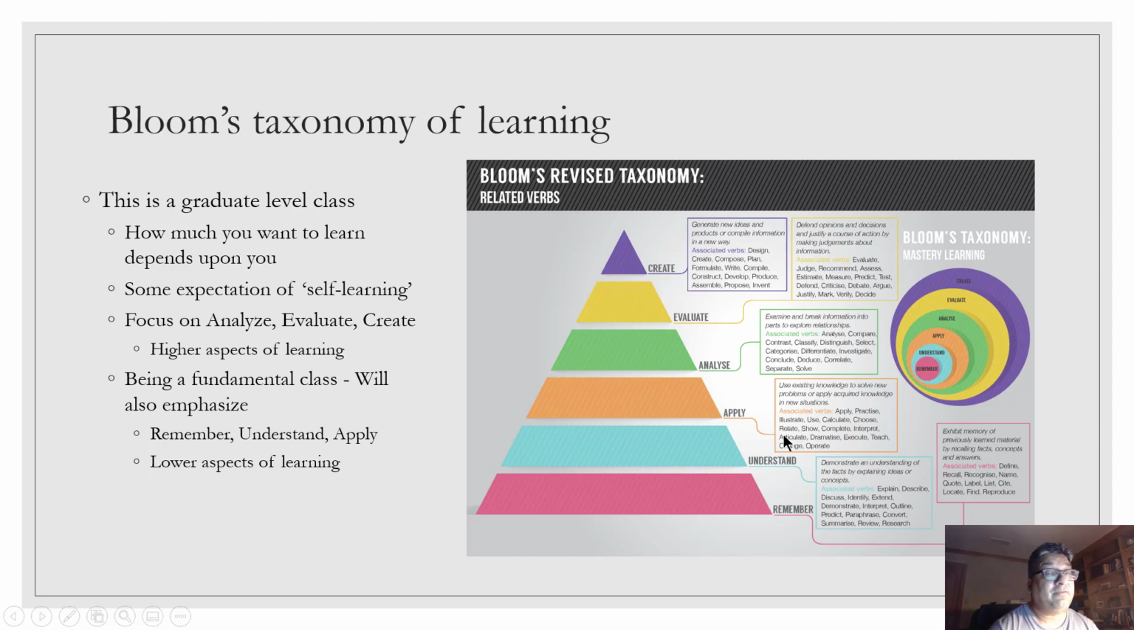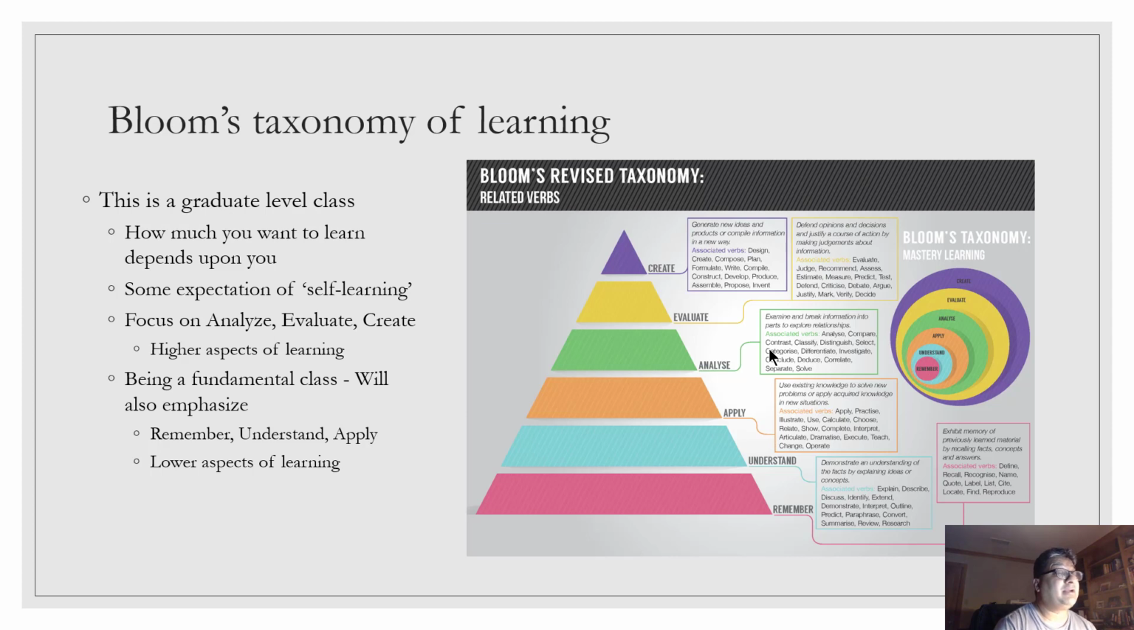So we will focus mostly on these top three skills because this is a graduate level class. But since probability is so fundamental, we will also place some emphasis on apply, understand, and remember, which are the lower aspects of learning, because having those concepts straight and clear is what will help you analyze, evaluate, and create new products, or use this information in new ways for your research and analysis.